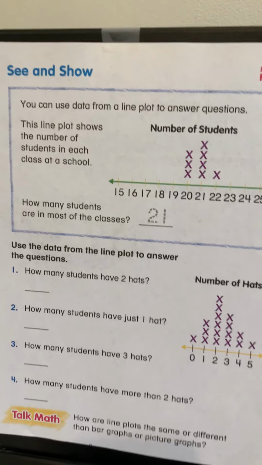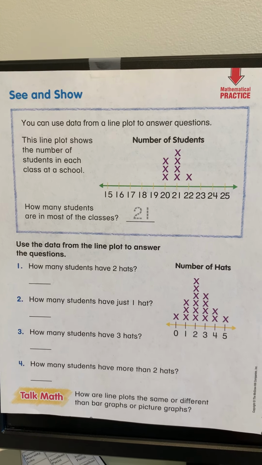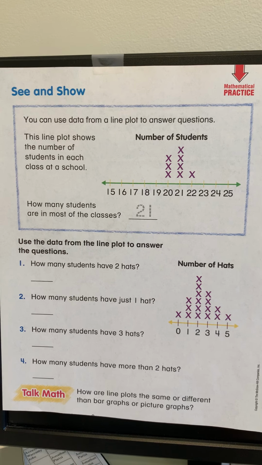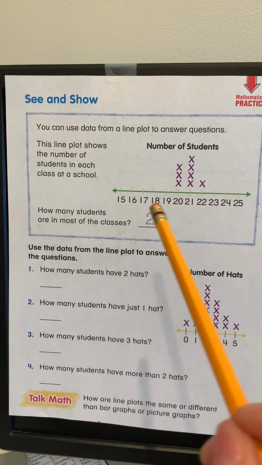So the first page you're gonna do is called our See and Show. It says you can use data from a line plot to answer these questions. The line plot shows the number of students in each class. So here are the number of students in each class.